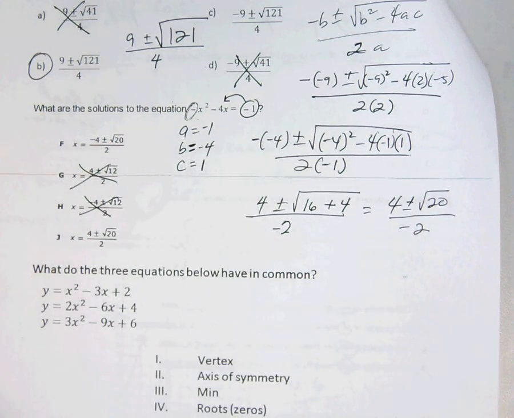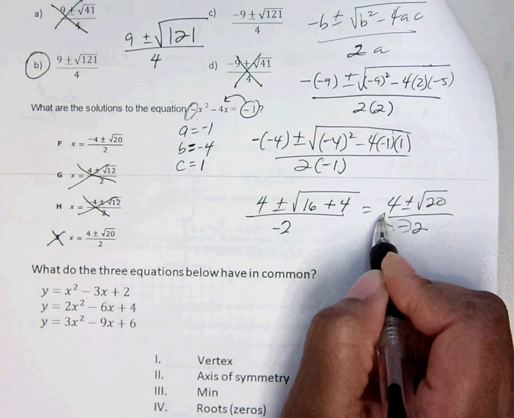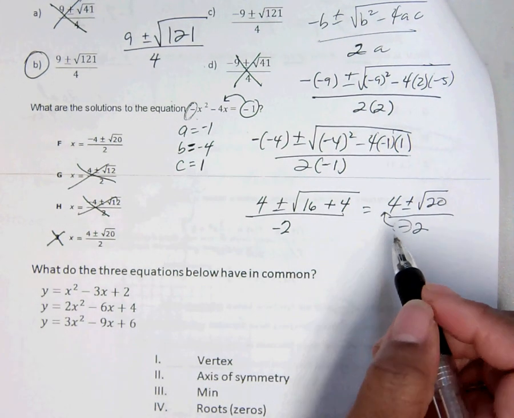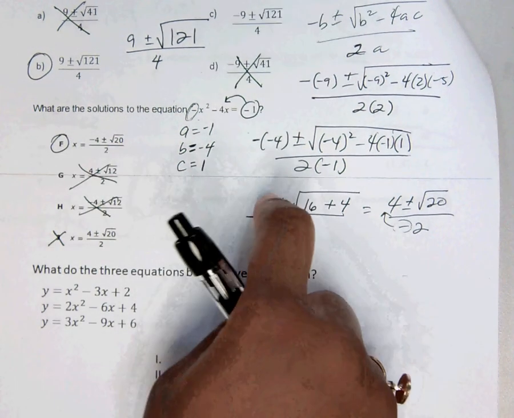But the question is, why is the answer not J? Well, this negative down here moves up. We never write a negative in the bottom. So when it moves up, it looks like F. And that's why most people miss that question.